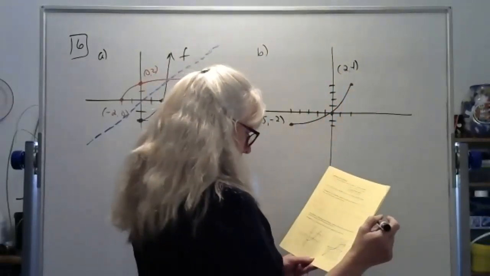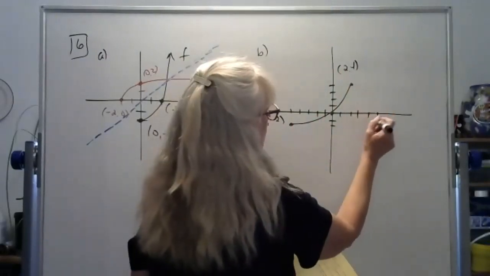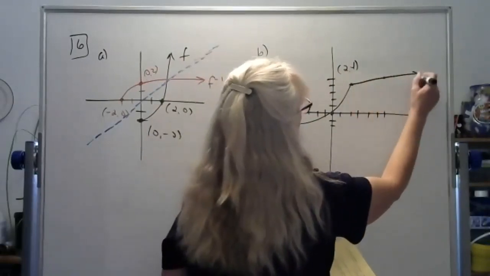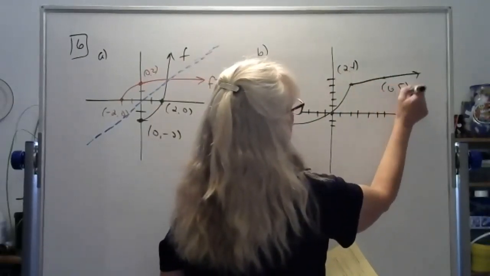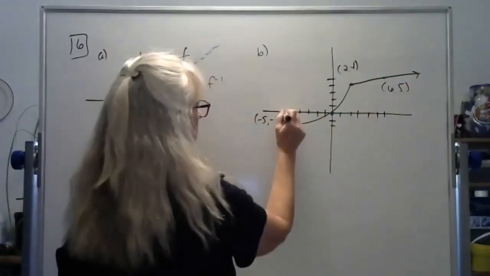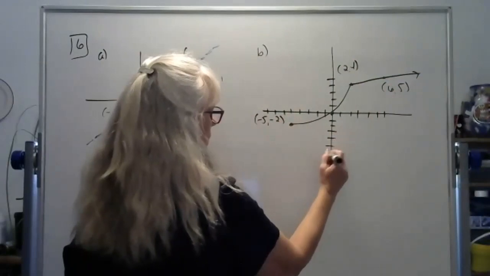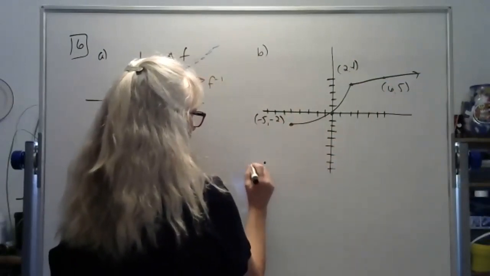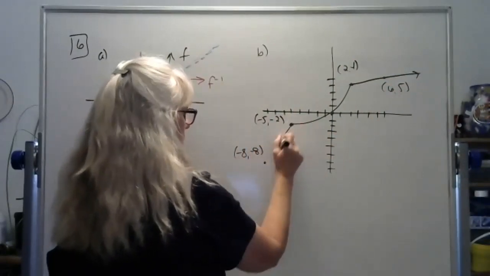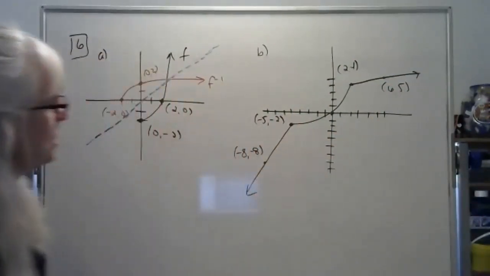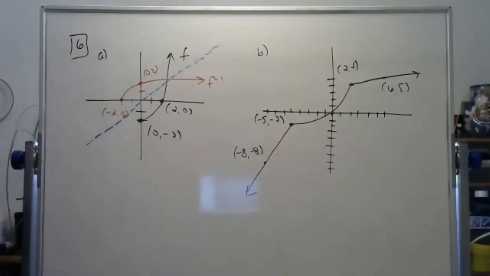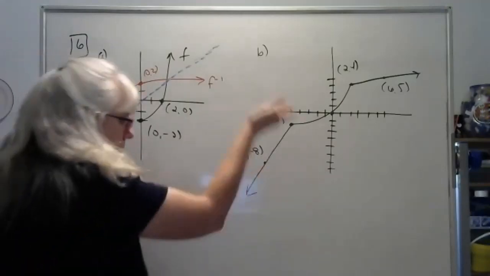And then, let's see, this side's got a point at 6, 5. And on the other side, I think it's 8, -8. So 5, 6, 7, 8. That point is -8, -8. Okay, there's the original function. Sorry, that took longer than it should have. Okay, well, we know it's 1-to-1 because it passes that horizontal line test.